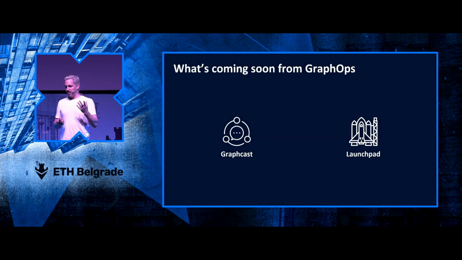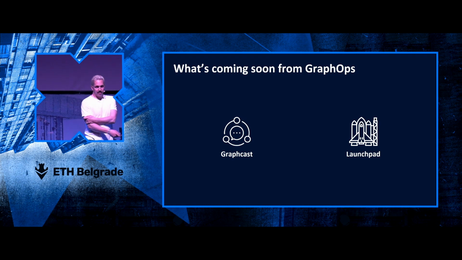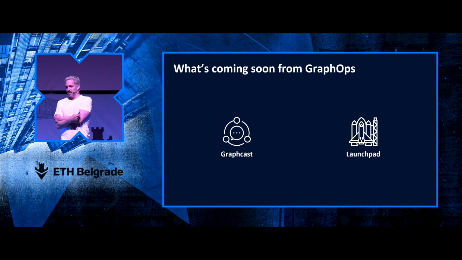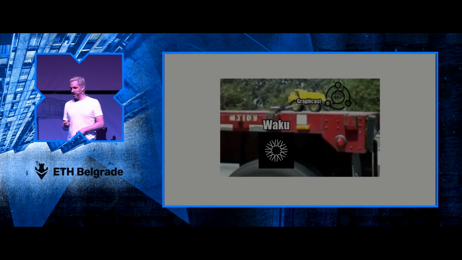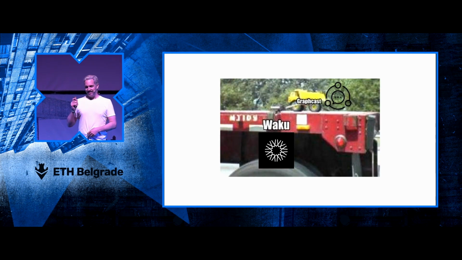Then we also have GraphOps. GraphOps is a team that is focused on indexer tooling, and they're working on two products. The one is the Launchpad. The idea is to have a Kubernetes Helm chart or configuration to quickly launch an indexer, so that it should be as easy as possible to become an indexer on The Graph network. And then also GraphCast, which is this idea of a gossip network between the indexers.